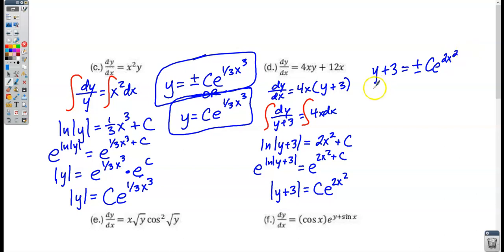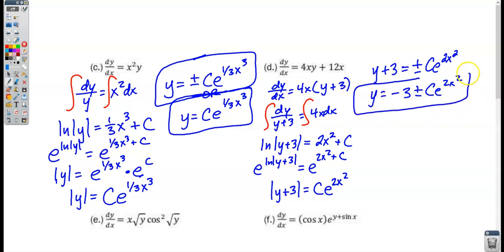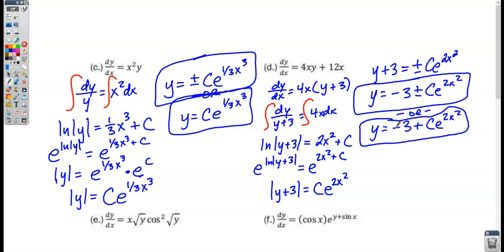And then I can subtract 3 from both sides, and I get y equals negative 3 plus or minus c e to the 2x squared. This would be an okay answer. Again, since we don't know whether c is positive or negative, I can absorb that plus or minus into it, and this could be written as this as well. And then this sign just determines whether this is going to be positive or negative.